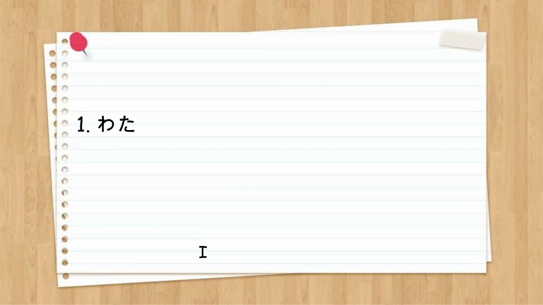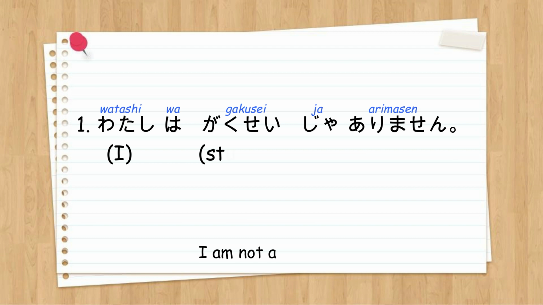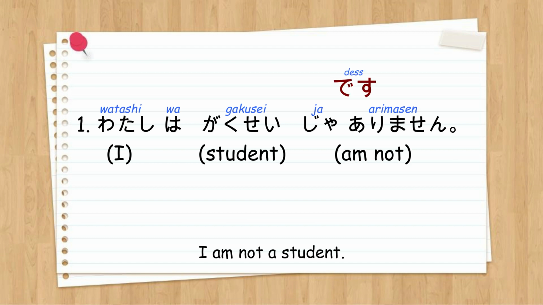I am not a student. We just say, watashi wa gakusei ja arimasen. You can see here that desu is just changed to ja arimasen because we want to say the negative form. You can also notice that there is no Japanese equivalent for a or an. The articles a, an, and the simply do not exist in Japanese.